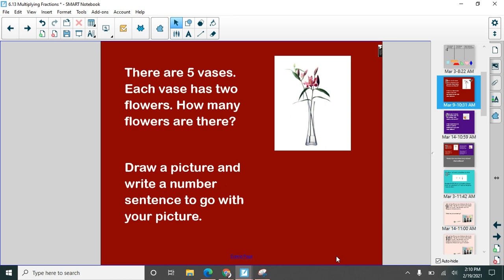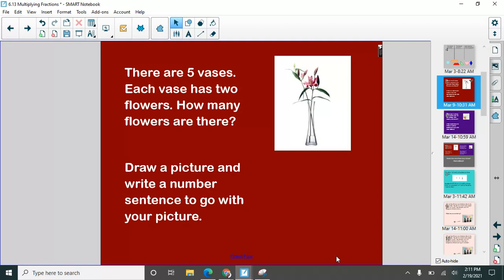Hello, fourth graders. We have come to the end of Unit 6. This is our last Unit 6 lesson before we do some reviewing. It is Lesson 6.13. And we'll start you off with this very basic kind of question. Take a moment, draw a little picture, and write a number sentence.